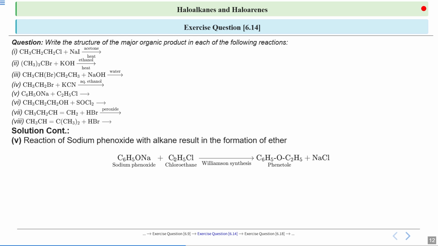The sodium and the Cl will be eliminated from the reaction, and they will combine, and the remaining ethyl group will join with the C6H5O, and you will get an ether as your major product. Here you are getting C6H5OC2H5. So this is an ether, your major organic product after the reaction of sodium phenoxide with chloroethane, plus sodium chloride as your side product. This reaction is a Williamson synthesis reaction.